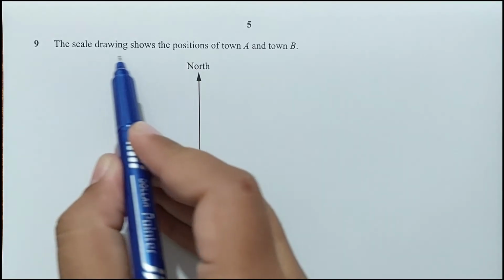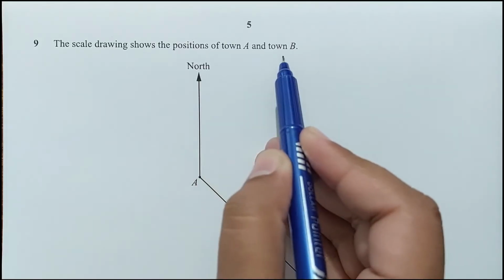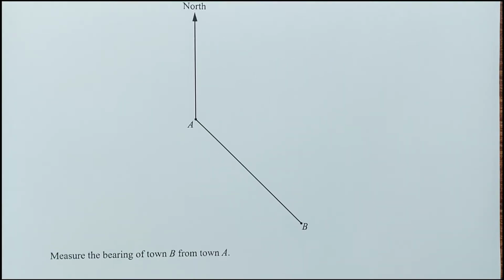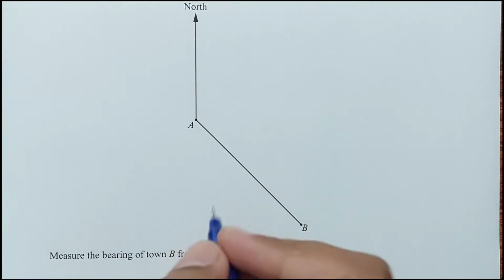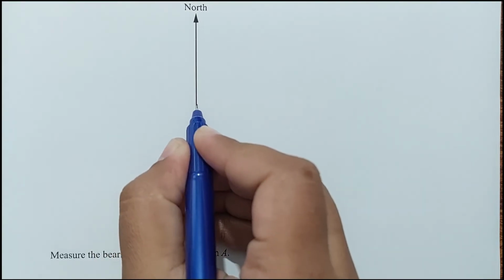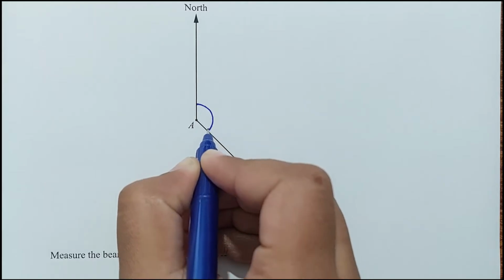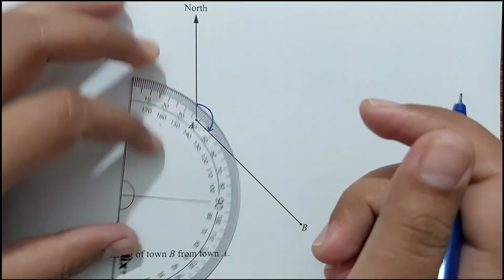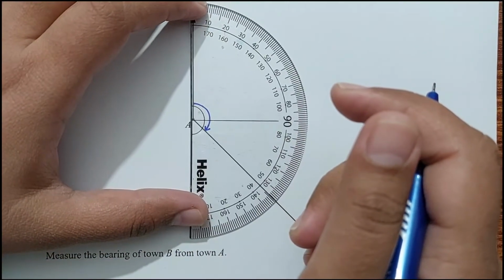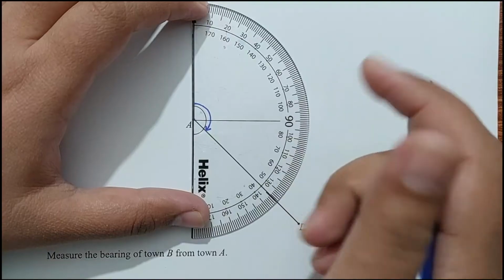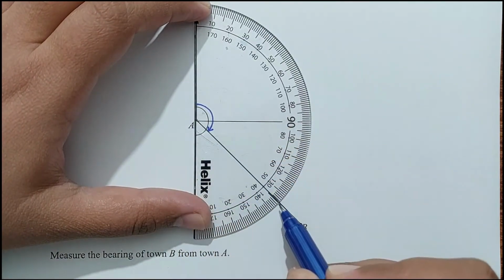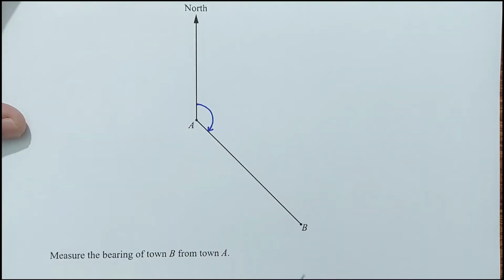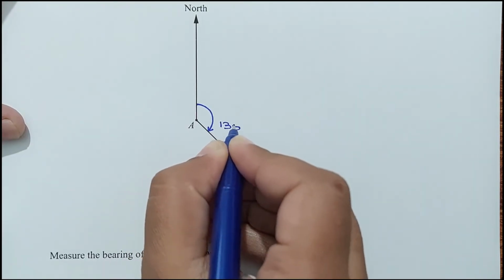Question number 9: the scale drawing shows the positions of town A and town B. Measure the bearing of town B from town A. From town A, we already have the north line drawn here. From the north line to B, this angle we have to measure. Let me use the protractor here. This angle is 90 and this line is 135 degrees. So this bearing is 135.